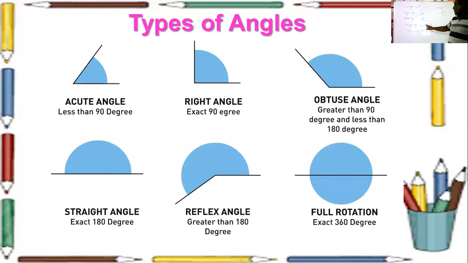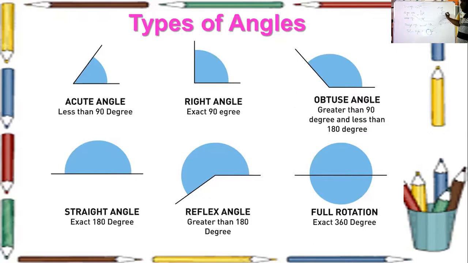Straight angle means complete angle on the line, which will be exactly 180. You can see the protractor, 0 to 180 will be there. Reflex angle means more than 180. See, if this is the acute angle, the outside angle is called reflex angle. Reflex angle means which is more than 180.